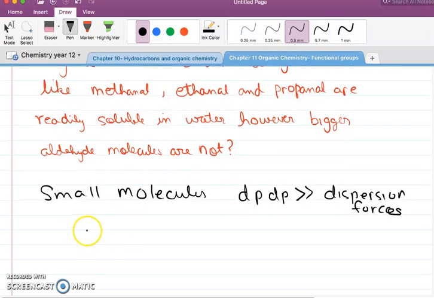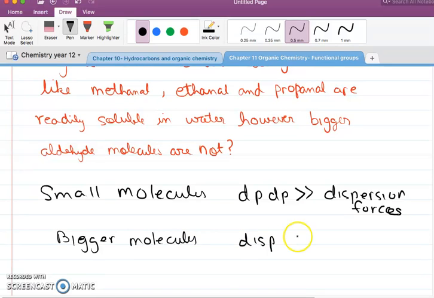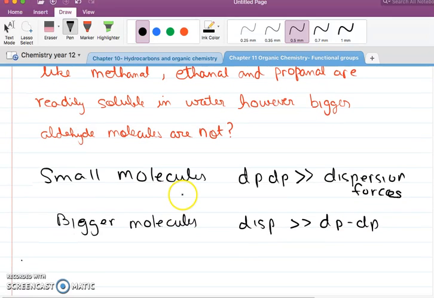and in bigger molecules the dispersion forces dominate the dipole-dipole forces. This is the reason that the smaller molecules will be soluble in water, or soluble in polar solvents, which have greater dipole-dipole forces compared to dispersion forces. But bigger aldehydes would be readily soluble in non-polar solvents, because non-polar solvents have greater dispersion forces.